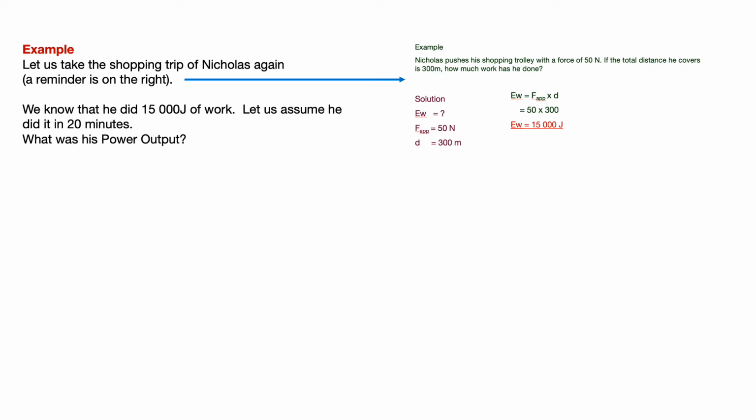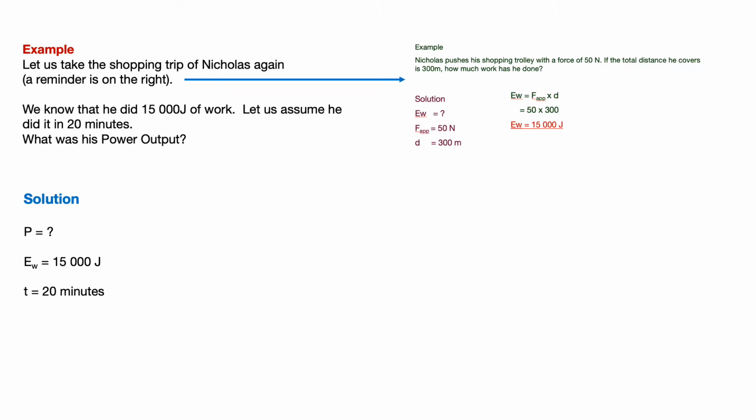Before you see the solution, as always, pause the video and try this yourself, and then look at the solution. Well, of course, the first thing we do is list the variables. We are asked for power output, so we need to know that the symbol for power is capital P. That's a question mark. We already know the work done from a previous calculation. That's 15,000 joules. And we're told that the time taken is 20 minutes.